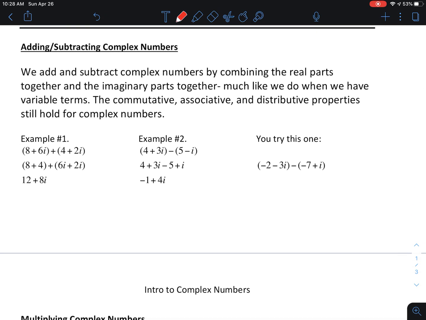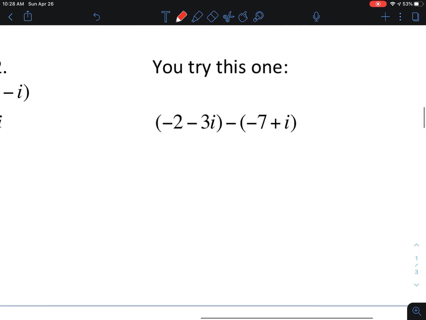Adding and subtracting complex numbers. I think you're going to find that these examples look very similar to adding expressions or polynomials together and combining like terms, right? So all you're doing is combining the real parts together and the imaginary parts together, and you're leaving it as an expression. You treat i just like any other variable. So let's try this last one on our own, okay?